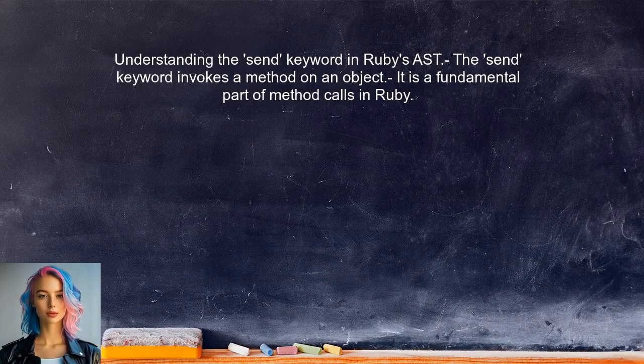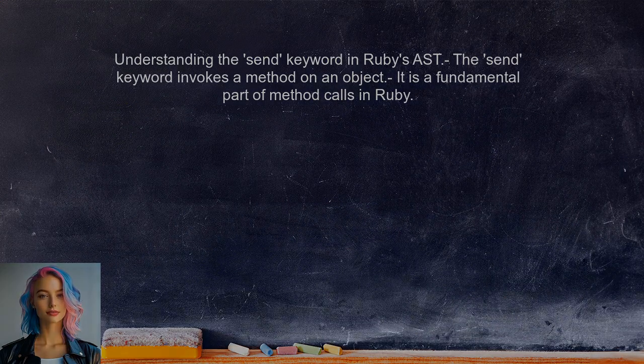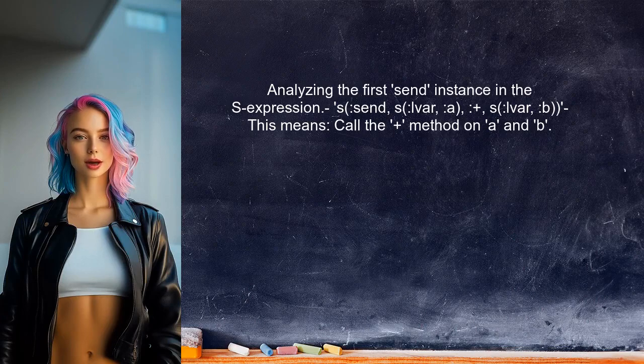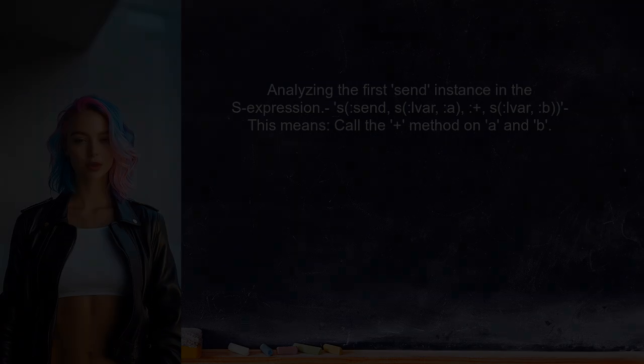To understand the meaning of the send keyword in Ruby's abstract syntax tree, or AST, we first need to recognize its role in method calls. The send keyword is used to invoke a method on an object. In the provided S expression, the first instance of send is used to perform the addition operation. Here, it takes two local variables, a and b, and applies the plus method to them.